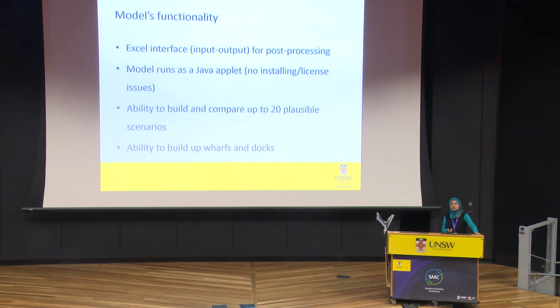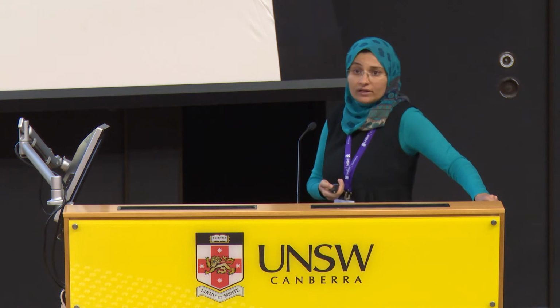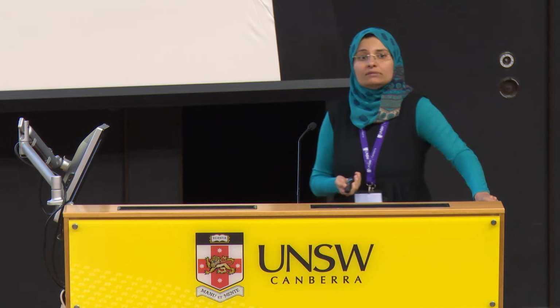In terms of the model functionality, the model has Excel interface, input and output. So the user can set up a number of scenarios through a simple Excel sheet, and they can decide on whatever variables you would like to look as an indicator of the health of the system, again, in Excel sheet. And this is useful because of the classified nature of the data that we have to deal with. The model runs on a Java applet, so we don't have to worry about licensing and installation issues. It also allows the user to build up to 20 plausible scenarios. And the scenario is pretty much a version of the reality, version of the future, how it look like.